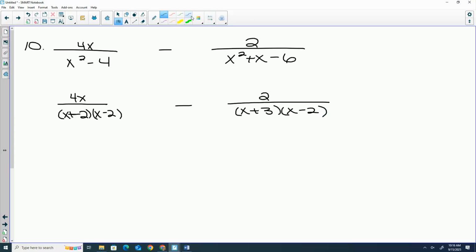So now, we need the bottoms to match. This one has x plus 2 and this one does not. So it gets x plus 2 on top and bottom. Okay, they both have the x minus 2. This one has x plus 3 and this one doesn't, so it will get x plus 3 on top and bottom.